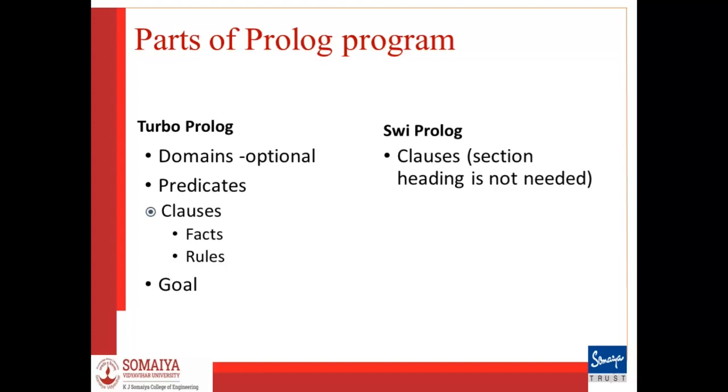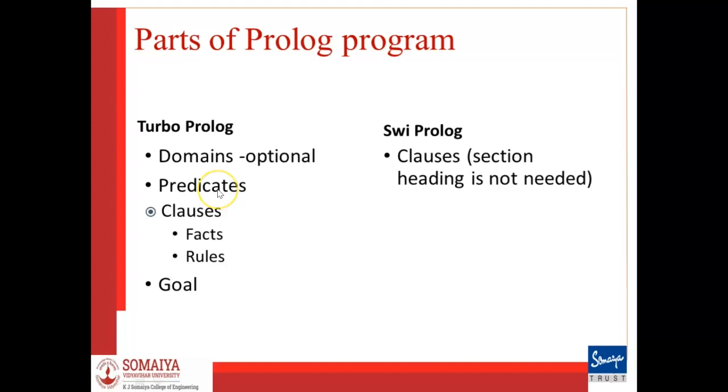So the knowledge representation and reasoning techniques can be demonstrated using Turbo Prolog, while SWI-Prolog can be done over Linux, or one can use an online compiler to execute the SWI-Prolog programs. In Turbo Prolog, domains, predicates, clauses and goal are the sections, wherein domains and goal are optional. The domain section declares variables, predicates declare the relationships, and the clauses use the declared predicates to represent the information in terms of facts or rules.